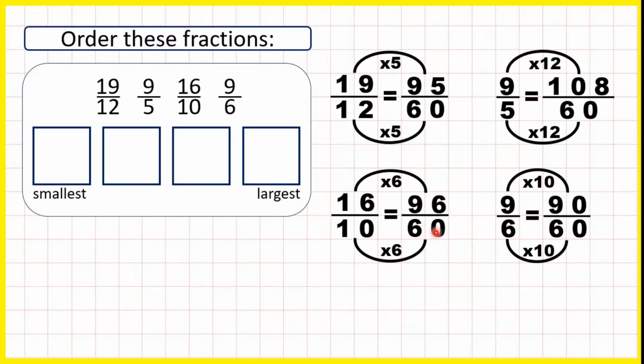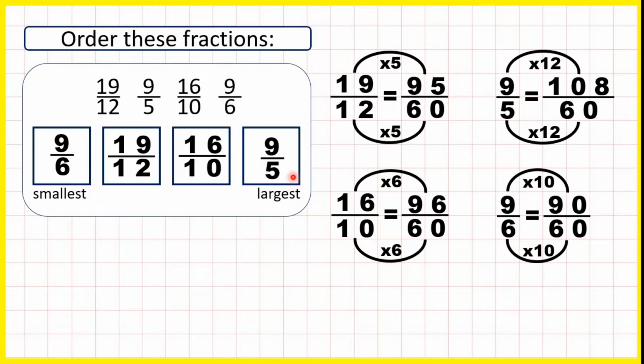So now we've got our common denominator, so we can compare these fractions. The smallest is 90 over 60, so originally that was 9 over 6. Then we have 95 over 60, so that's 19 over 12. Then 96 over 60, which was 16/10, and our largest fraction is 108 over 60, which is 9/5.